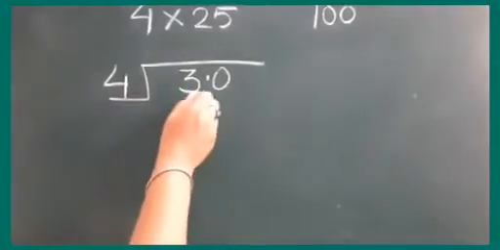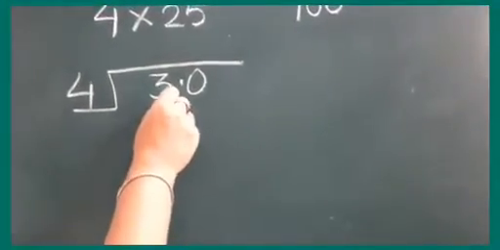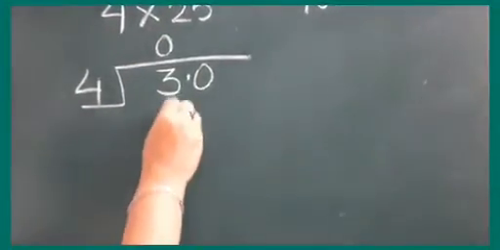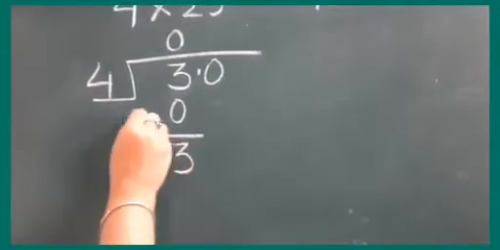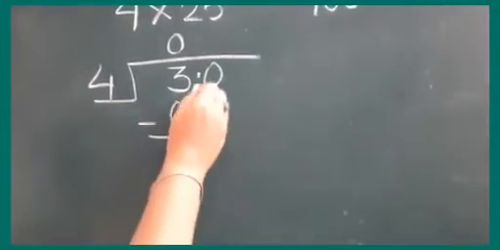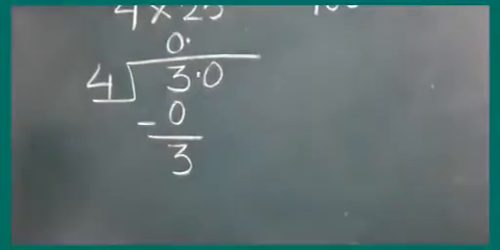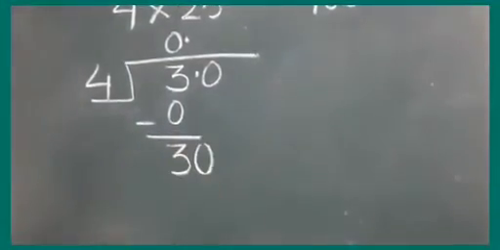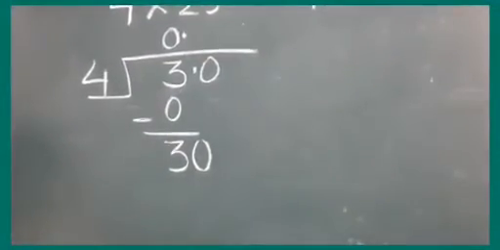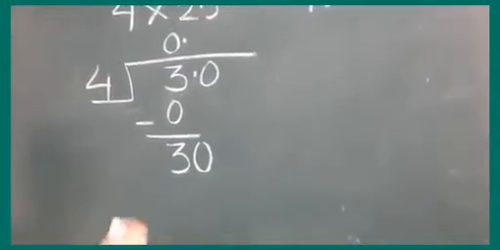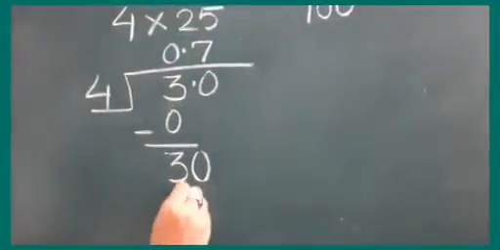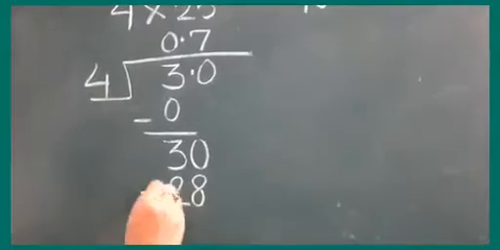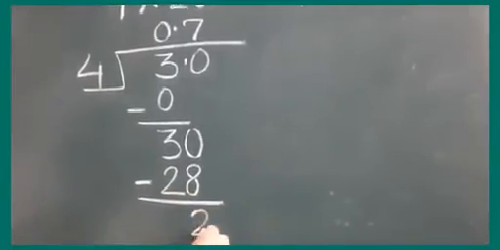Okay? So now in the table of 4, 3 doesn't come. So again I will write 4 zeros are 0 and the remainder is 3. Now before shifting the 0 here, first I will shift the point in the quotient. Now this becomes 30. Now in the table of 4 we don't have 30. The smaller number that comes before 30 is 28. So 4 sevens are 28. Now 30 minus 28, the remainder is 2.